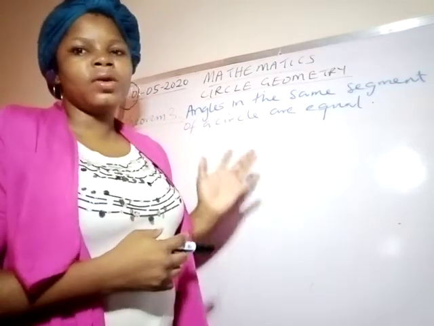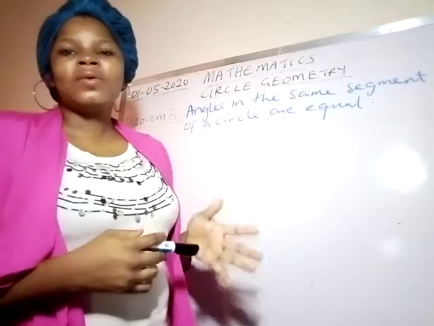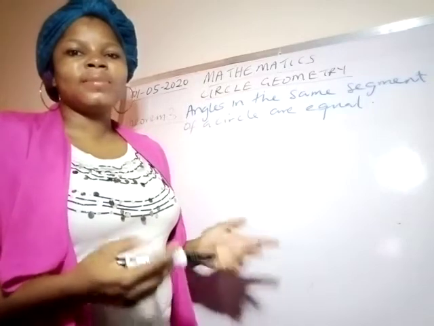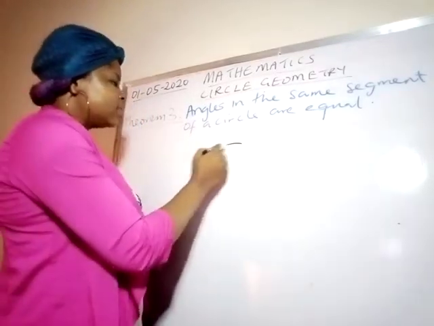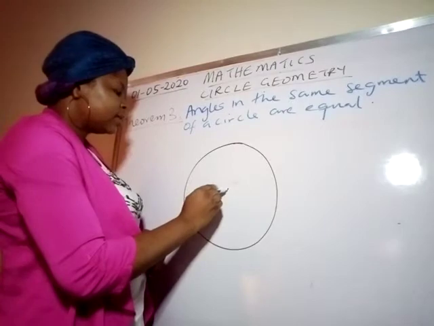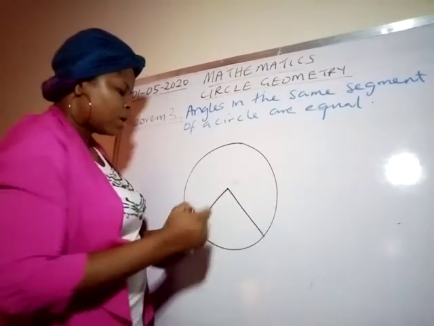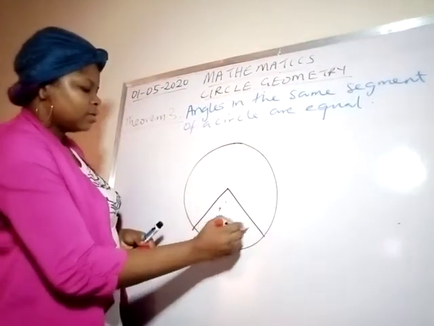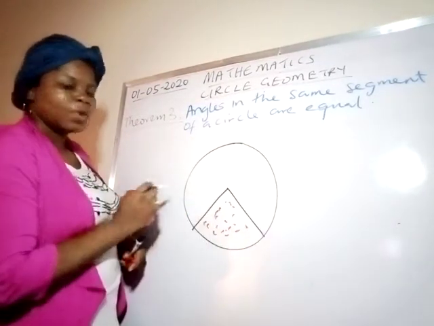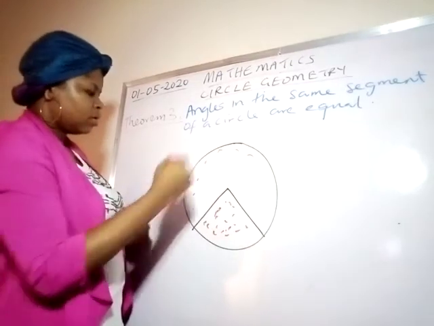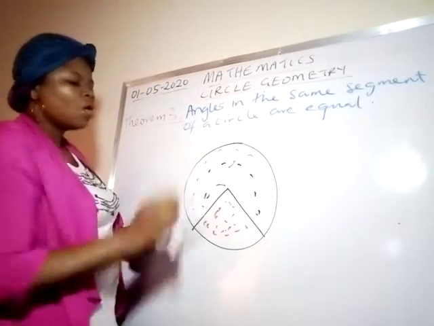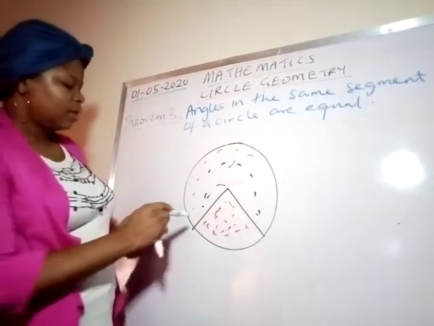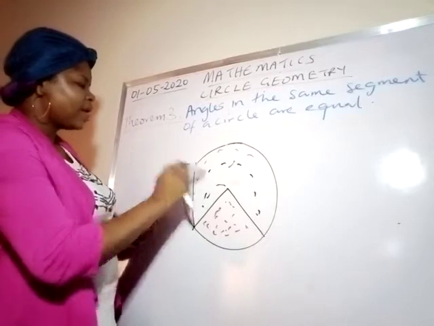Today we are going to look at theorem 3, which states that angles in the same segment of a circle are equal. What do you mean by the same segment of a circle? Now, if I have a circle, center O, this is my minor segment. Why this is my major segment.